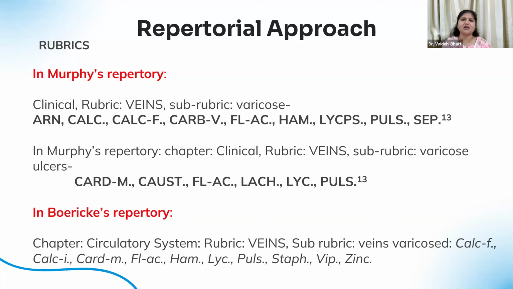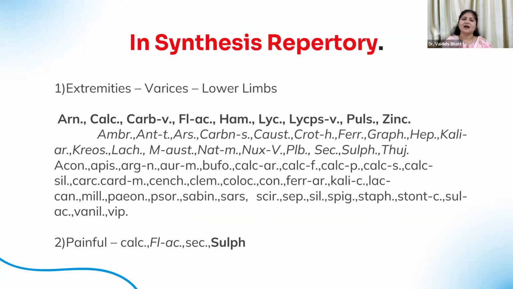In Murphy repertory, it is given under the veins or subrubric varicose. It is given under the clinical rubric veins. And in Boericke repertory, it is given under the chapter circulatory system, having the rubric veins, subrubrics veins, varicose, and extremities, and in the synthetic repertory, painfulness, especially in the lower limbs.